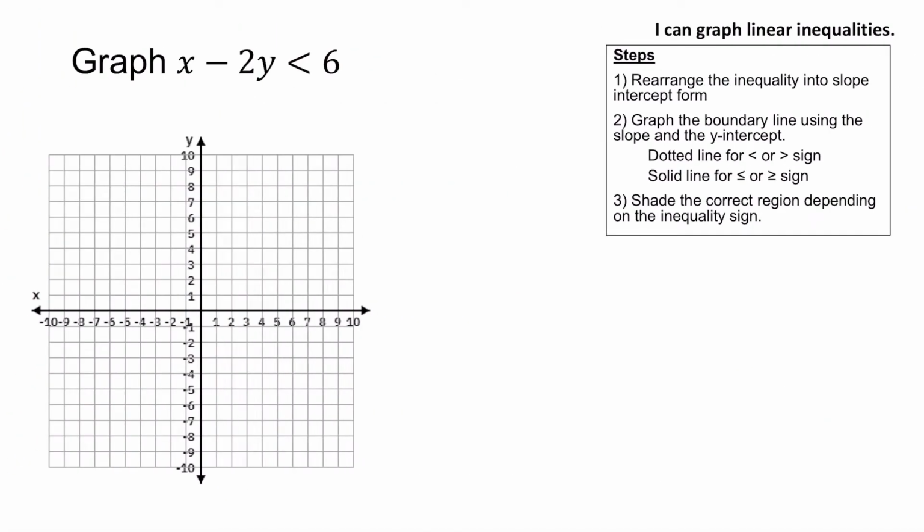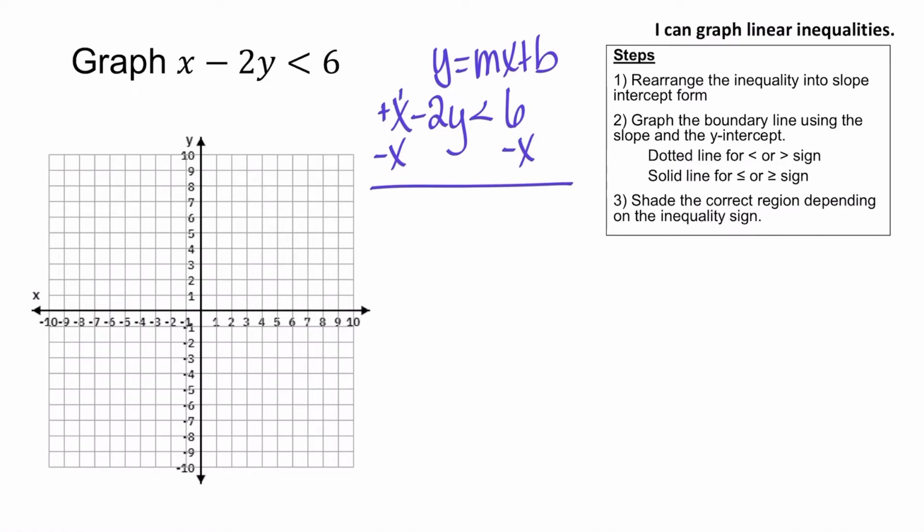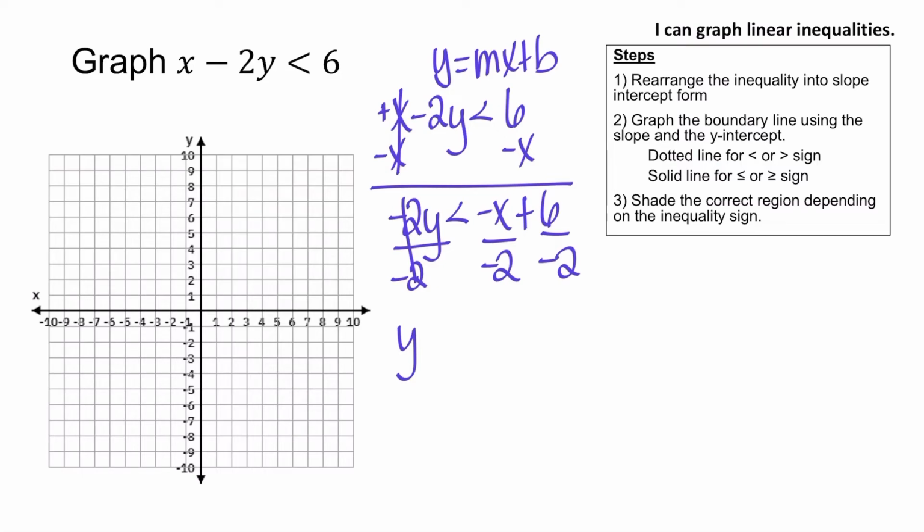Now let's graph x minus 2y is less than 6. So once again, x minus 2y is less than 6 is not in slope-intercept form. So I'm going to have to rearrange my inequality. This is a positive x, so I'm going to subtract x from both sides. This leaves me with negative 2y is less than negative x plus 6. Now I need to divide everything by negative 2. And when I do that, on the left, I have y. Since I divided by a negative, I need to flip the inequality sign.